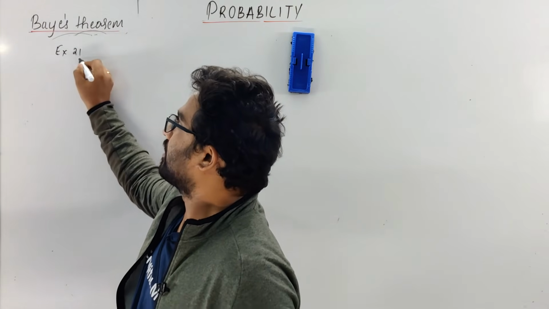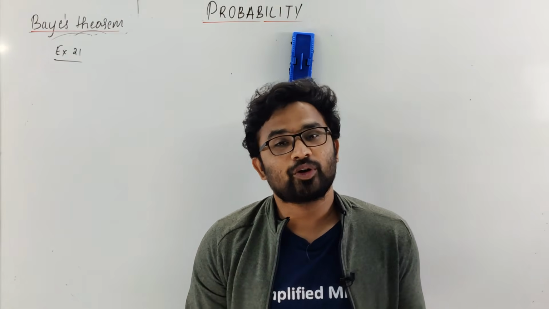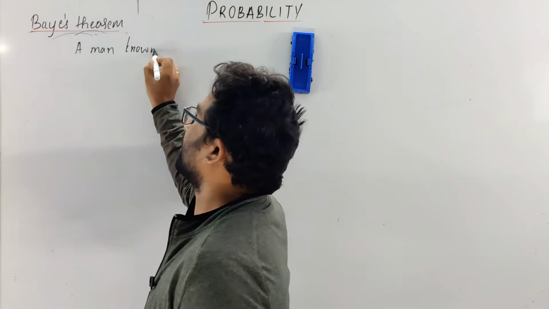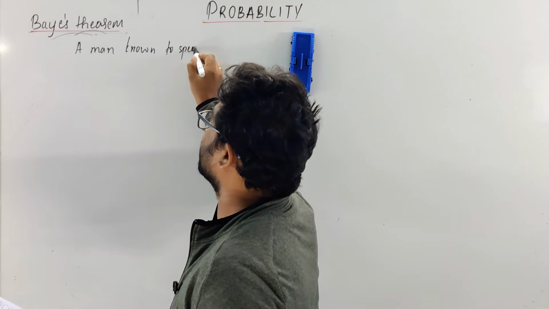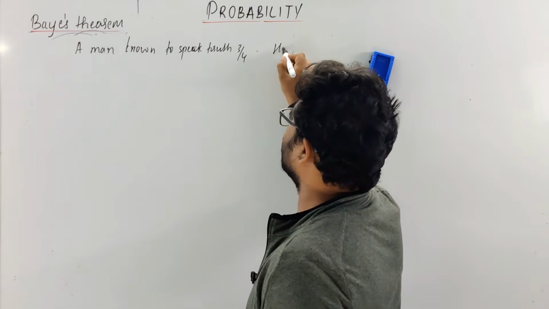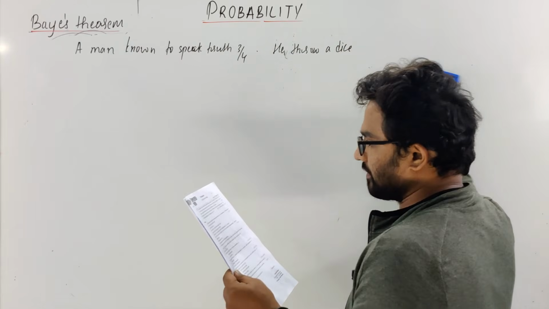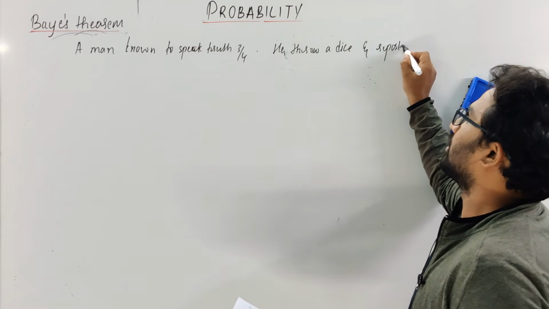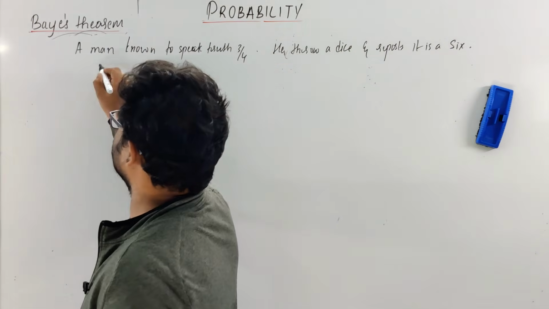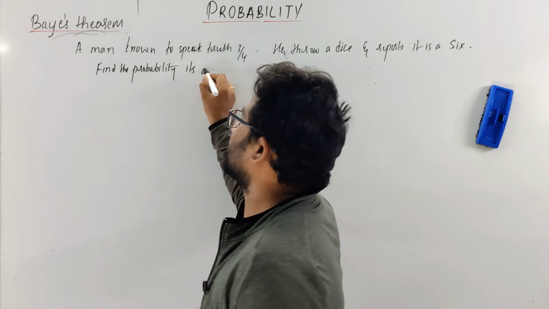In the PDF you can see: a man known to speak truth 3 out of 4 times throws a die and reports that it is a 6. Find the probability that it is actually 6. I'll write this small question. A man known to speak truth, speaks truth 3 out of 4 times. He throws a die and reports that it is a 6. Now find the probability it's actually 6.